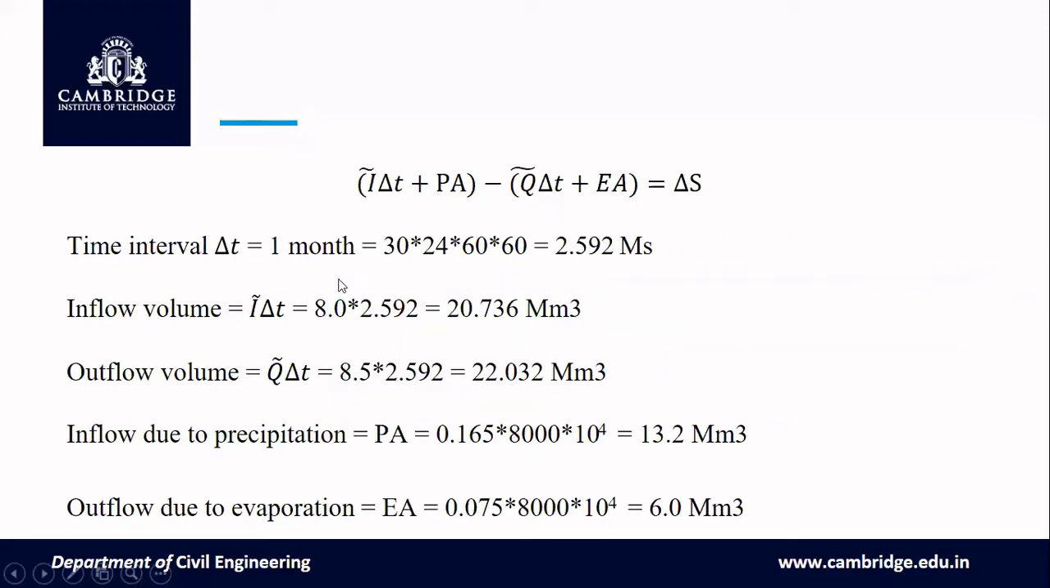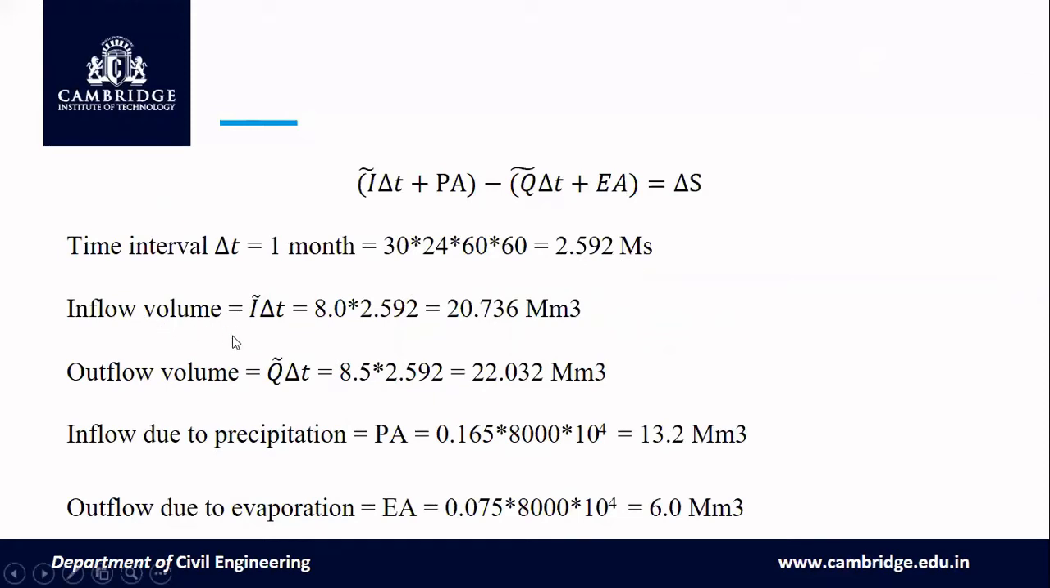It is 1 month, as the problem itself mentions a certain month. So for 1 month, just convert it into seconds. That is 30 into 24 into 60 into 60, which gives 2.592 million seconds for 1 month.